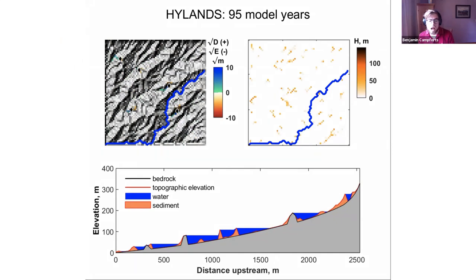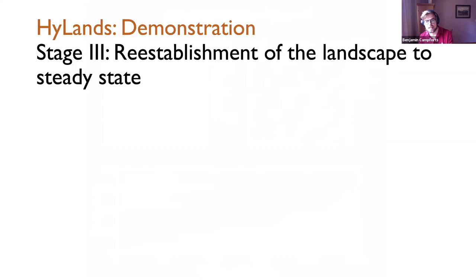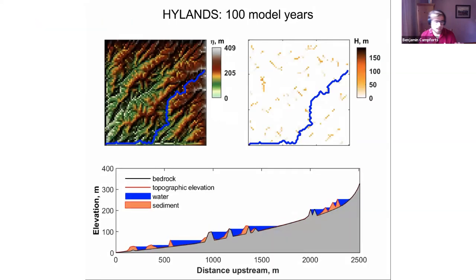The blue areas represent water bodies accumulated behind the landslide dams. So that was our intense period of landslide activity. Now we're going to re-establish a steady state. We take this model output and run it again to steady state. Again, in the upper left plot, you see elevation, you see the sediment thickness in the right plot, and at the bottom, you see the river profile.